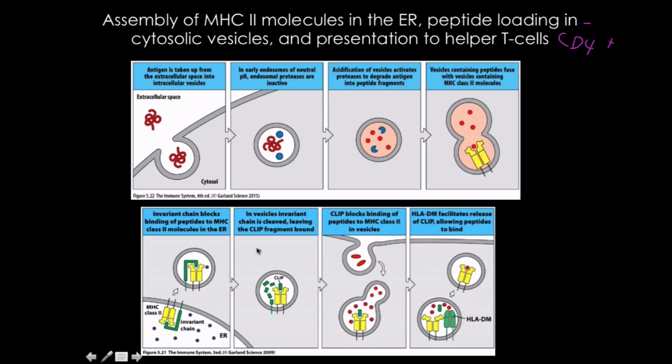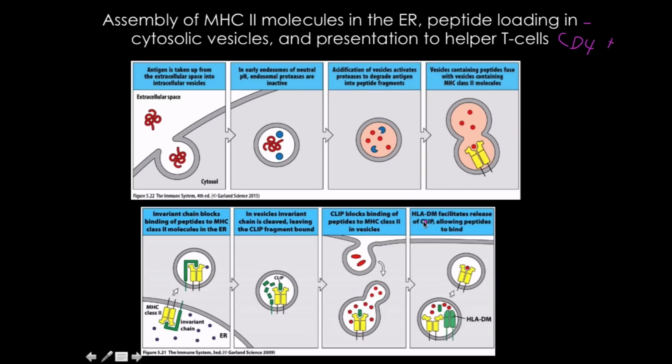Now, in the vesicles, once the invariant chains leave the endoplasmic reticulum, they're going to start being broken down into something known as a clip fragment. This clip fragment is basically just holding the active site, so that, again, it's keeping it stable, but also making sure that nothing else comes in there and binds. So clip is going to block the binding of peptides to MHC class 2 in vesicles. And we want to make sure that we have this peptide binding at the exact appropriate time.